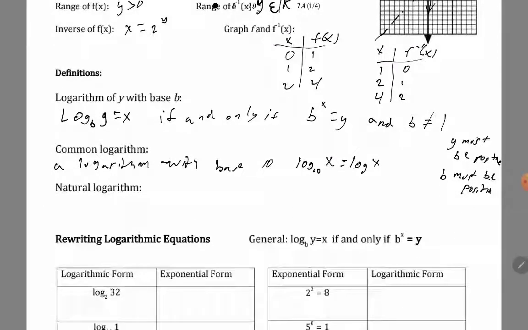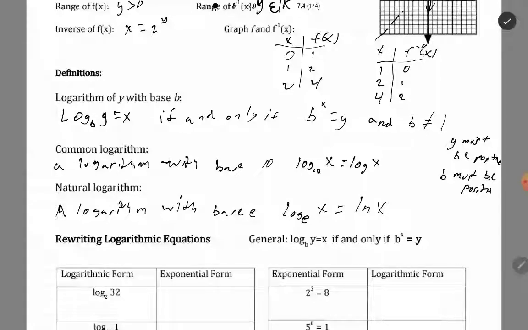Natural log. This is a logarithm with base e. So instead of saying log base e of x, we say ln of x. So those are those buttons that you sometimes see on your calculator. Ln of x, and then probably right above it you see e to the x, and then there's log of x.